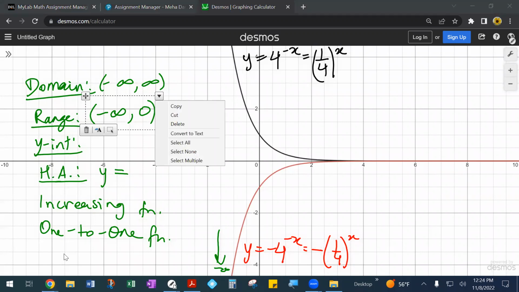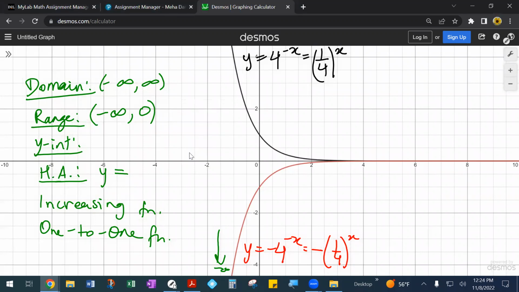Where is our y-intercept in this case? Again, for the function in red, where is your y-intercept? Where is it crossing the y-axis? Very nice, yeah. So your y-intercept moves down over here.